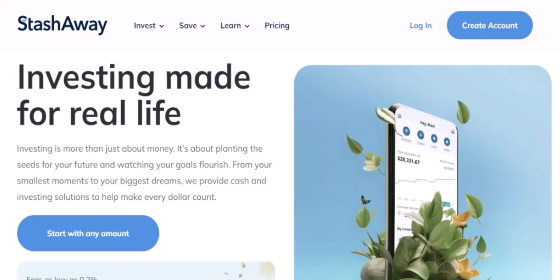Ever wondered how to turn your digital investments into cold, hard cash? If you've been using Stashway to grow your money, you might be curious about the process of withdrawing your funds. Let's dive right in.